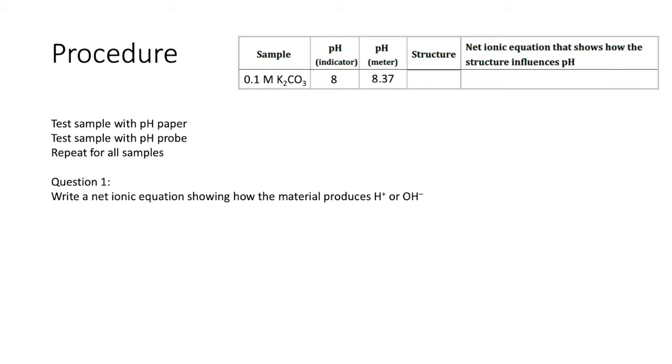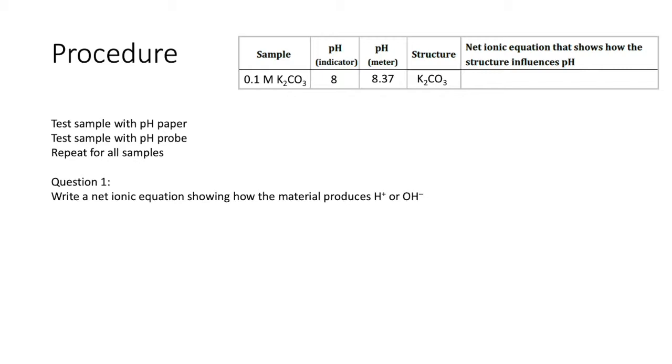And when you get to the lab and you do your experiment, you're going to find that the pH for tap water and distilled water won't be neutral. That is, the pH won't be equal to 7. And some of the reasons for that will be explained by your instructor in the lab. The structure column for our potassium carbonate is just going to contain potassium carbonate. That is the structure that's going to be relevant when we're explaining the pH of this solution.